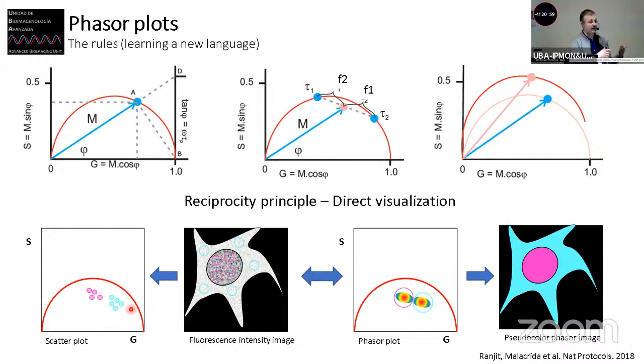After we learn that every single exponential decay is on the universal circle, that the combination between two points gives you how much you have of one and the other, and that a position outside the universal circle is because something else was happening before fluorescence, we are done. We learned the new language in order to understand how Phasors are telling you about the fluorescence decay.